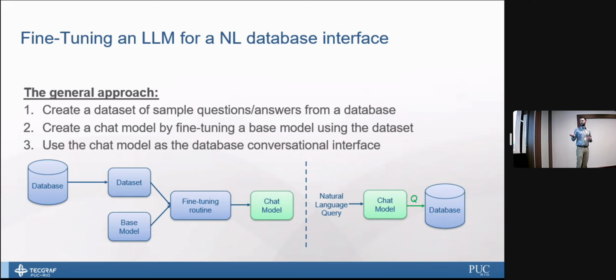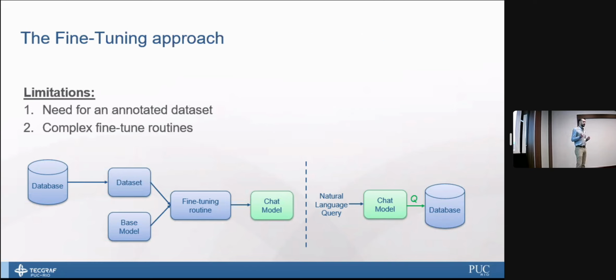So in this case, we don't need to provide all the information of the relations or the entities and the properties in the prompt, because this was already fed to the model during the fine-tuning. So, two limitations of this approach. First, of course, we need an annotated data set, which is always time-consuming and expensive. And the second limitation is that the fine-tuning routines can be complex, especially depending on the complexity and the size of the data set.